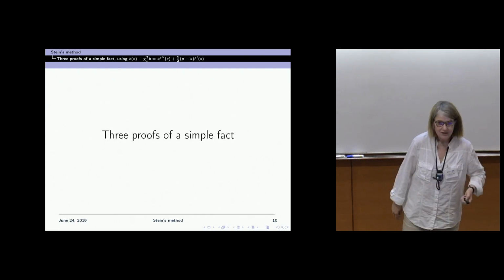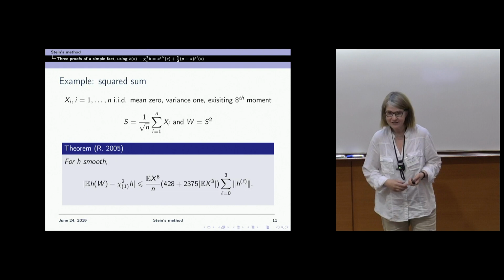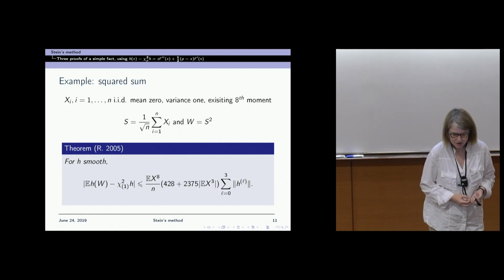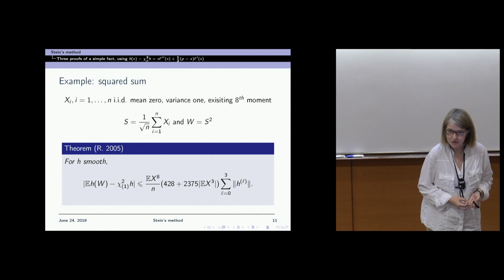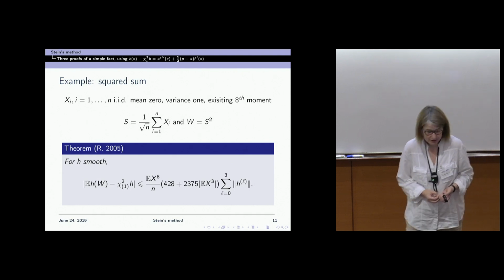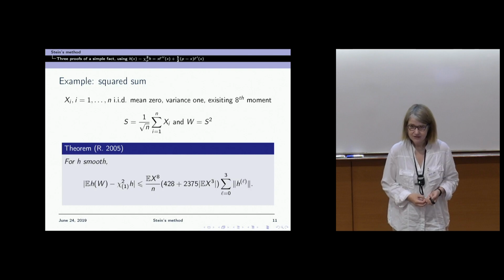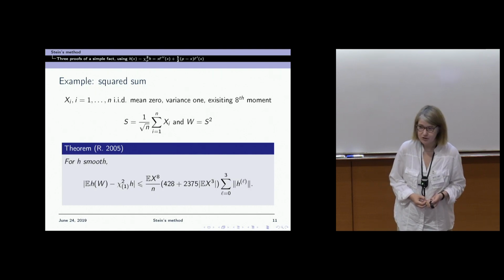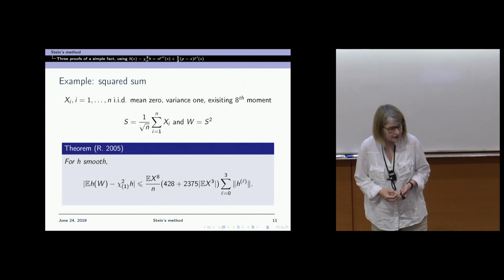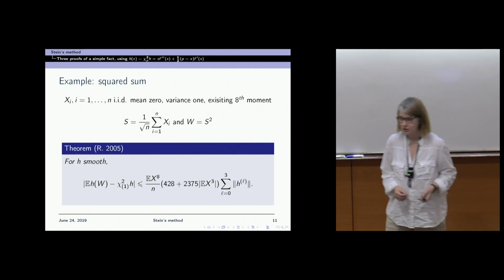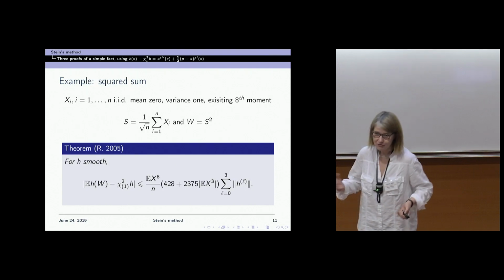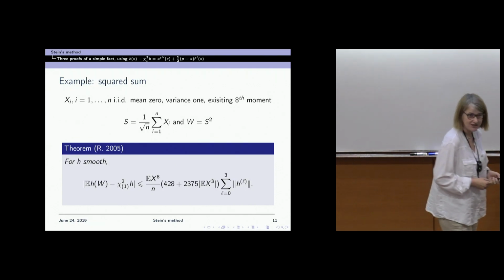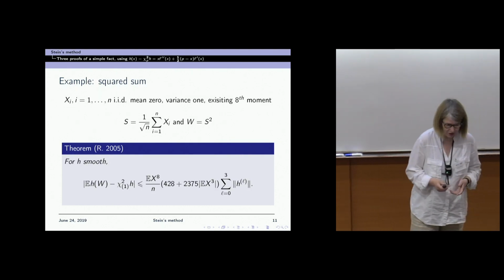So now come 3 proofs of a simple fact. If you have the sum of IID mean 0, variance 1 random variables which have existing 8th moment, and we take the scaled sum of the xi's, so multiply by 1 over root n, and take w equal to s squared, then w will not be far away from a chi-square 1 distribution. So this is a fact which you probably will have seen before.